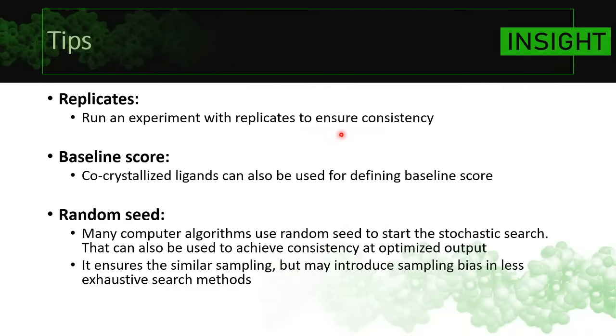There are a few other tips that you have to remember: whenever you are running an experiment, make sure that you're running in replicates. Don't just go ahead with the first try and report those. Make sure that the results are reproducible, that they are almost similar every time you run them. It will ensure consistency in your results. A baseline score can be taken from co-crystallized ligands, just in order to filter the compounds if you're doing virtual screening, etc.